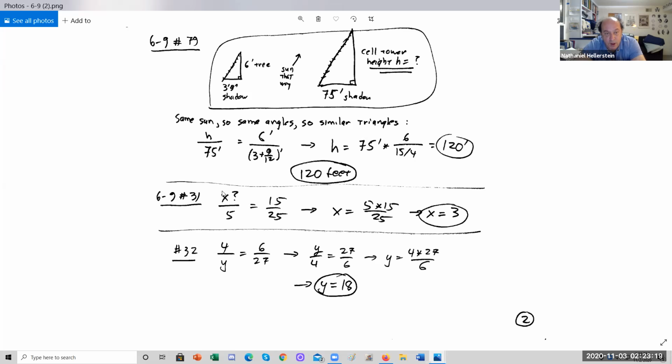Here we have a simple one. X is to 5 as 15 is to 25. What's x? You transpose the 5, get x equals 5 times 15 over 25. After a bit of work, it's x equals 3.